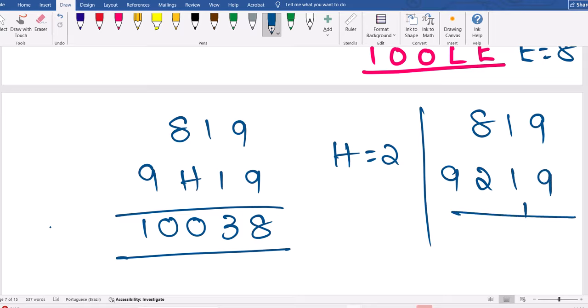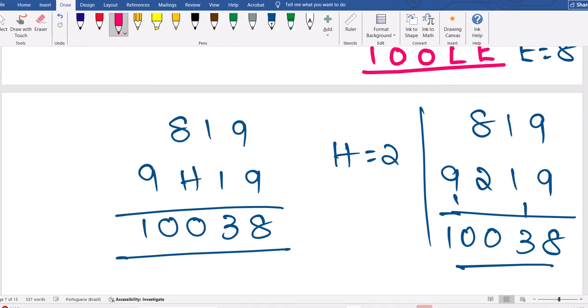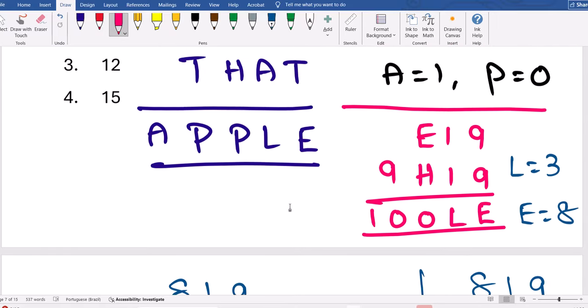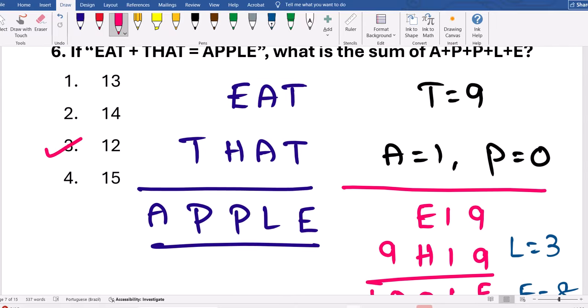In the previous question we had an issue. After substituting all, we got a mistake. So A plus P plus P plus L plus E is nothing but 12. The result is 12, but see this. Option 3, 12 is the answer. EAT plus THAT equal to APPLE.